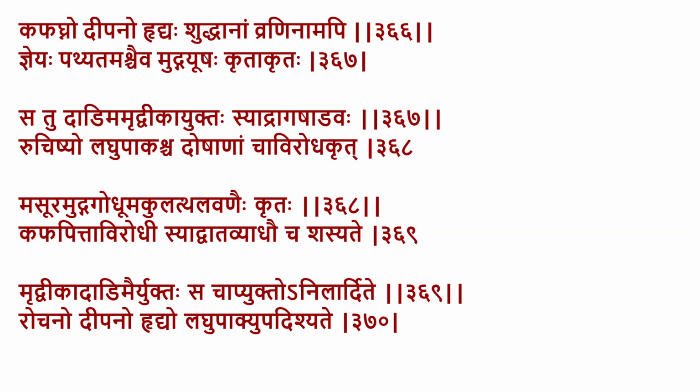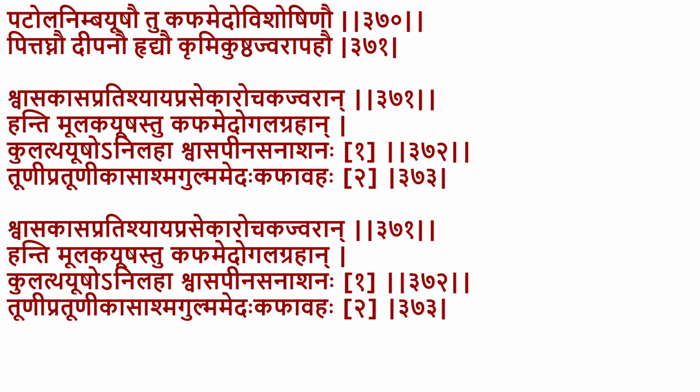Then Masura, Mudga, Godhuma, Kulatha, with Lavana added, is Kaphapitta Virodhi, Vata Vyadhotisha Sire. The same Yusha prepared with Masura, Mudga and Godhuma, where you add all the other grains also, and add Lavana, then it becomes Kaphapitta Virodhi. Then with Mridvika and Dadima, Draksha and Dadima, it becomes Rochana, Deepana, Hritya, Laghupaki. This is a multigrain soup.